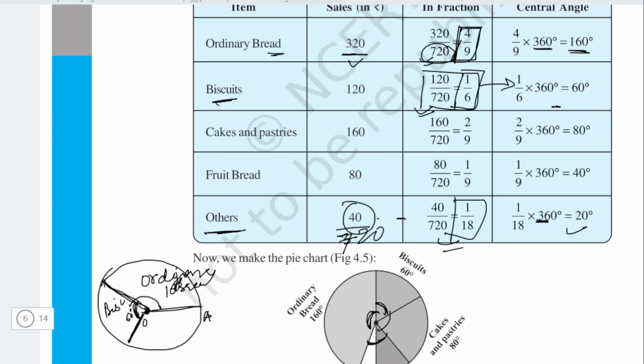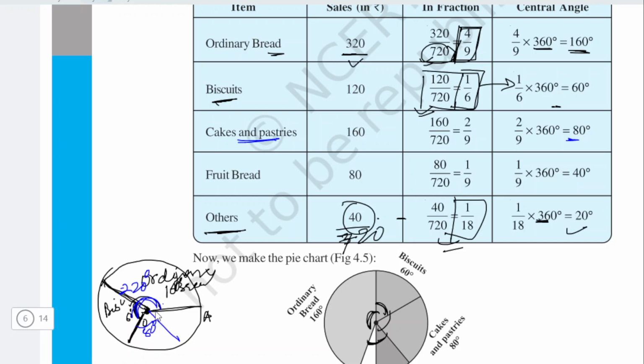Now from here again you will have to find for cakes and pastries. So that is 80 degree. So you will place your, how much this degree has become, 160 plus 60, that is 220. 220 you have already covered. Okay, now from here you will place your protractor here and you will measure something 80 degree. Okay, you will measure something 80 degree here, 80 degree.